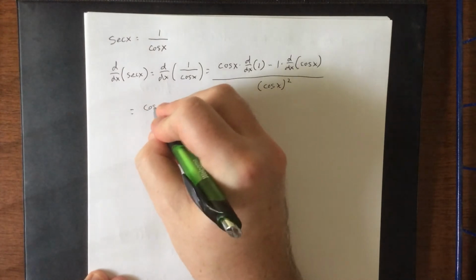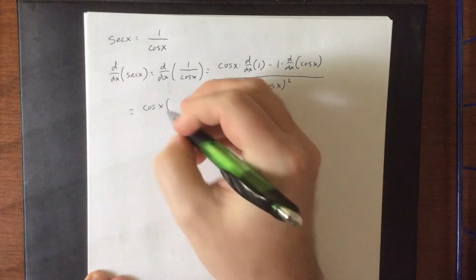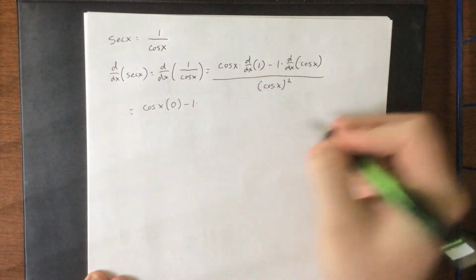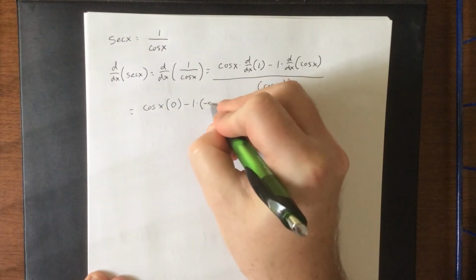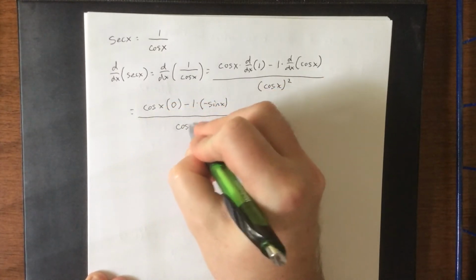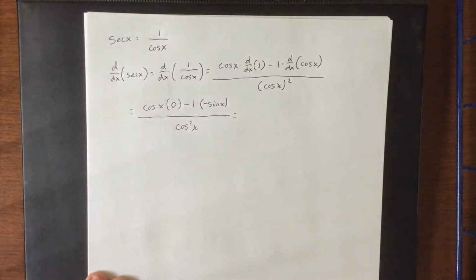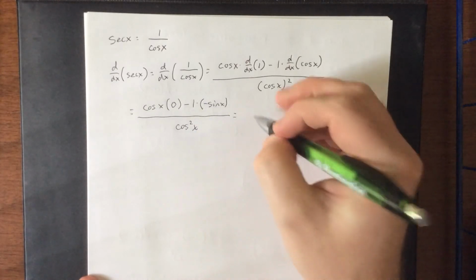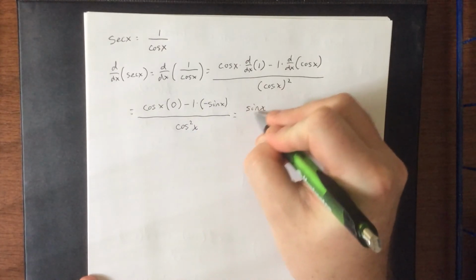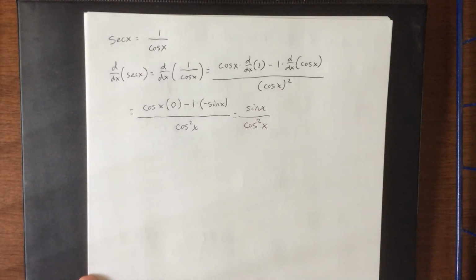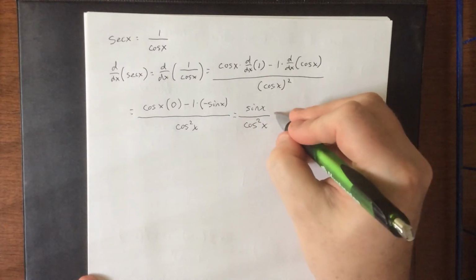So this will be cosine of x times the derivative of 1. 1 is a constant, so that'll be 0. Minus 1 times the derivative of the cosine of x, that'll be negative sine of x. This is all over the cosine squared of x. Simplifying this numerator as much as possible, the first term drops out completely. The second term we have a negative times a negative, that'll be the sine of x over the cosine squared of x. If you're interested in leaving it in that form, there's nothing wrong with that.